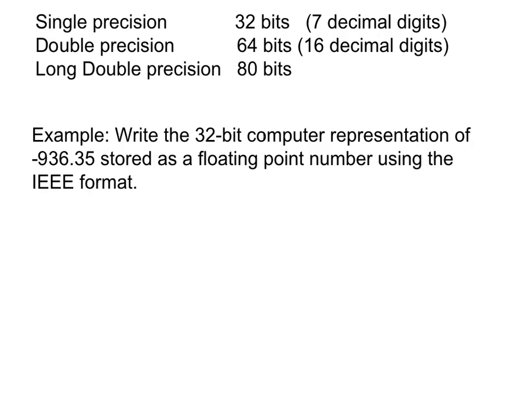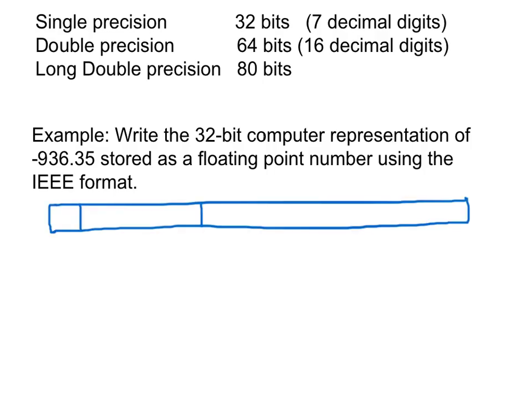Now let's look at this example. We're asked to write the 32-bit computer representation of the negative number 936.35 stored as a floating point number using the IEEE format. This is exactly the same as the last example, except I have a minus in front of this number, so it's the negative 936.35 I'm going to look at storing.